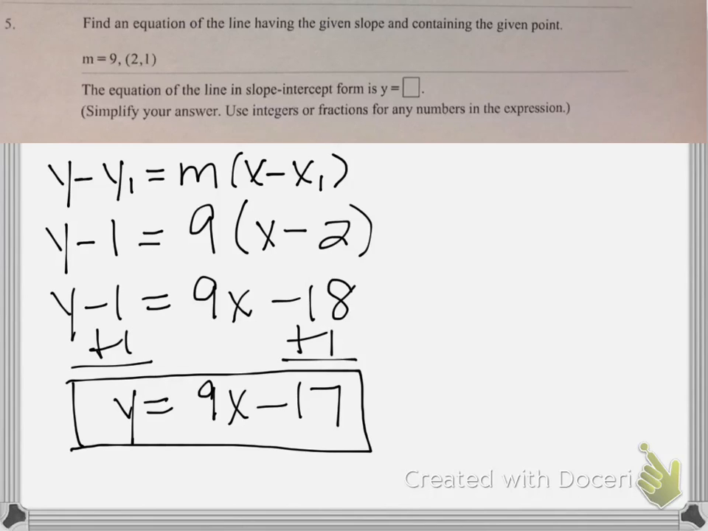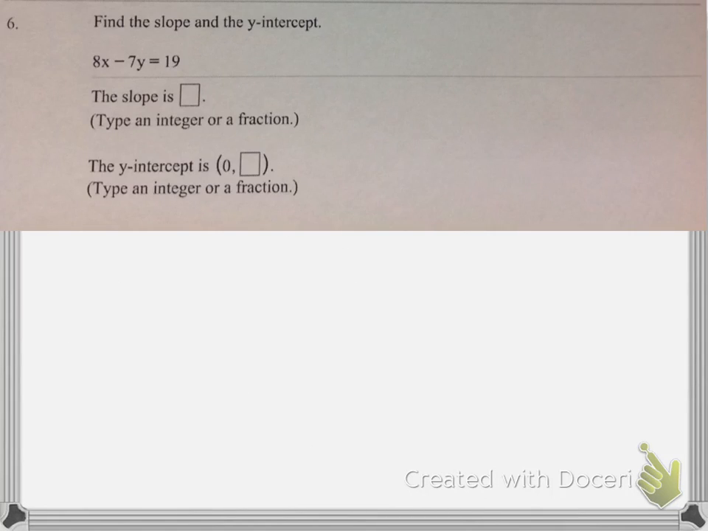Just because it says it wants the answer in slope-intercept form, you need to start with what you're given. Since you're given a point and a slope, use point-slope form. Even though that's not the form they want it in, you can always manipulate it later. You can use slope-intercept form, but you've got two steps that you have to do, and I just find it's easier to do it this way. Okay? All right. Number 6.